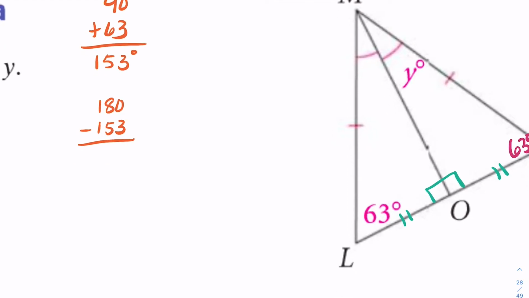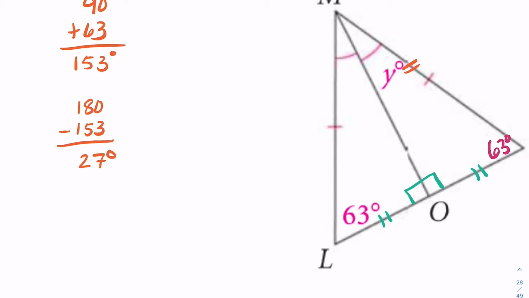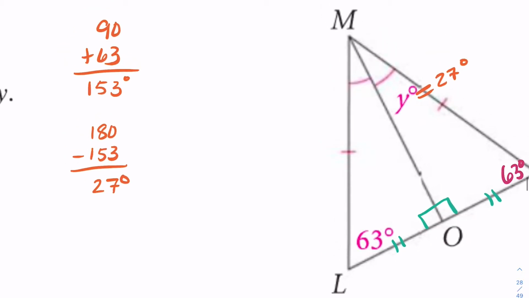63, 73, 80. So that's 27 degrees. So I get y is equal to 27 degrees. Or my other method, I could have done 180 take away 63, take away 63, that would have left me with 54 degrees. And 54 divided by 2 is 27.